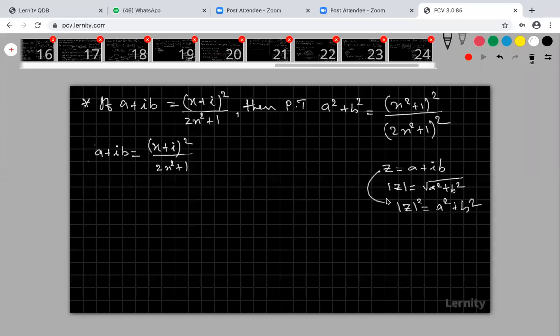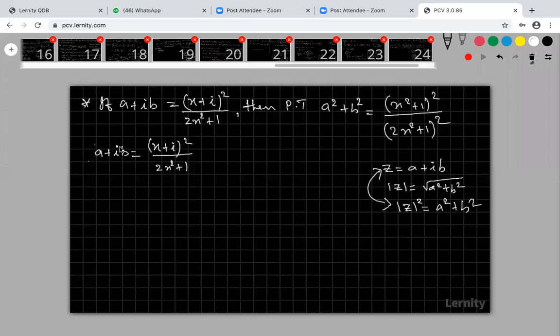So now look at these two. If the complex number is a plus ib, then a square plus b square is nothing but modulus of z the whole square, that means the magnitude of this complex number squared. So we are going to find a square plus b square: first find the magnitude of this complex number and take a square. That is nothing but a square plus b square.